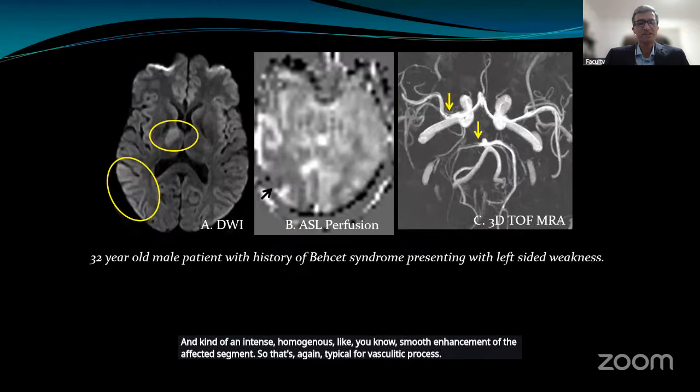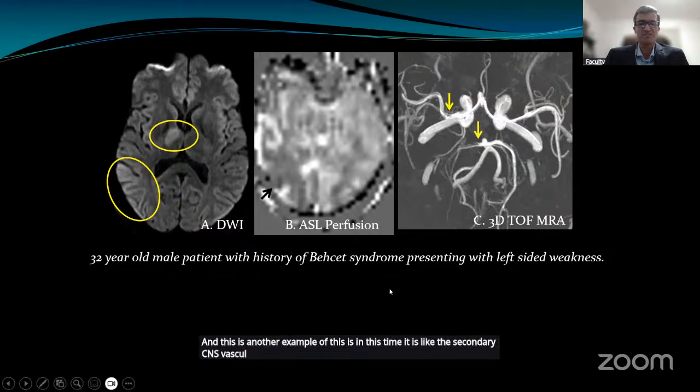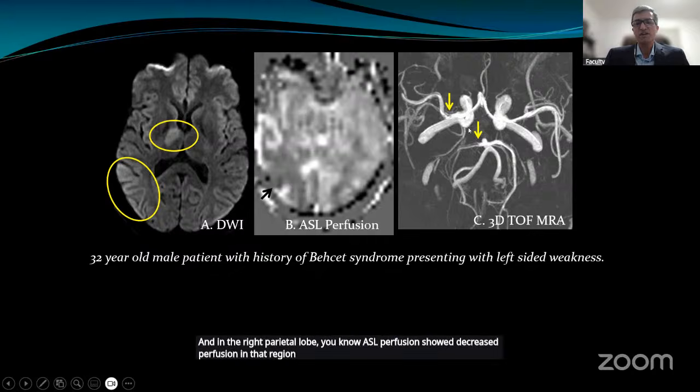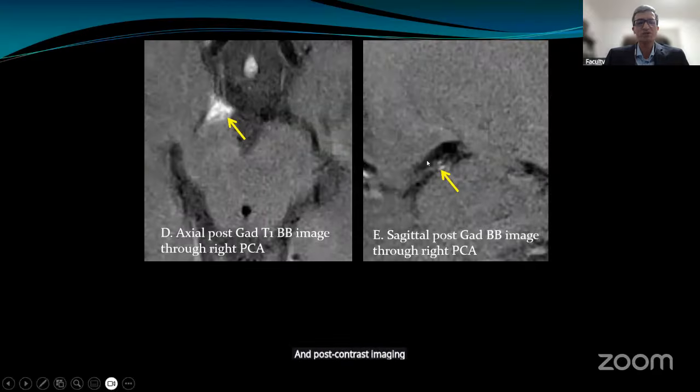Okay, and this is another example. This time it is secondary CNS vasculitis, because this patient has a systemic vasculitic process like Behçet syndrome. This patient has some infarcts in the right ganglio-thalamic region and in the right parietal lobe. ASL perfusion showed decreased perfusion in that region. And on the TOF MRA, you can see stenosis in the right posterior cerebral artery and the right M1 segment.